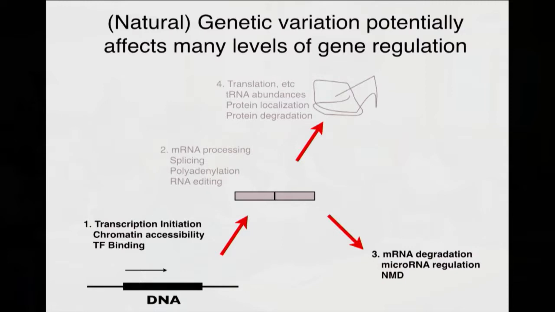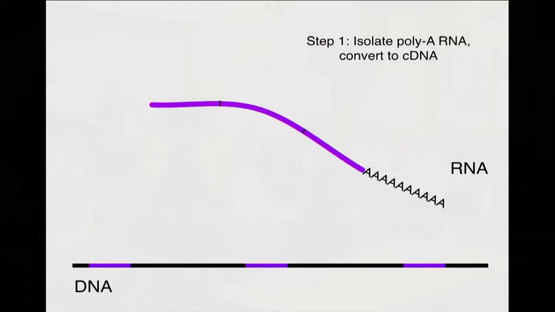I'll tell you first a bit of work on how to look at, not transcription initiation, but overall gene expression levels, which are a balance between these two things. And so how are we going to do that? Our first step is, like I said, we isolate the polyadenylated RNA and convert it to cDNA. This is a diagram I'll return to a few times. We have DNA here at the bottom. In blue are the exons, and then we have the RNA, which is the polyadenylated fraction of RNA. And this is an example mRNA where the introns have been spliced out.